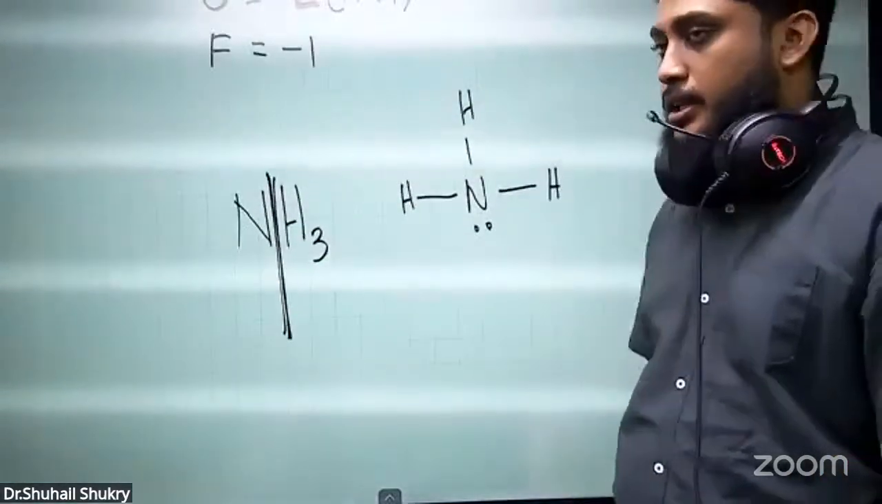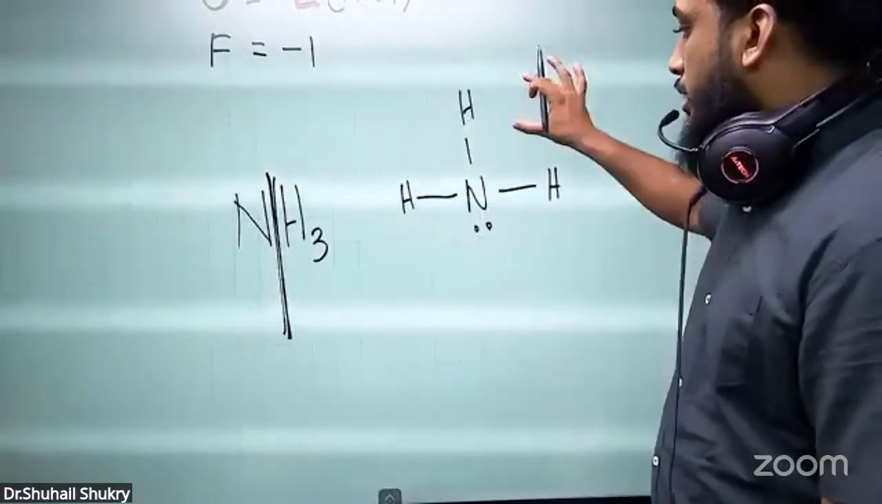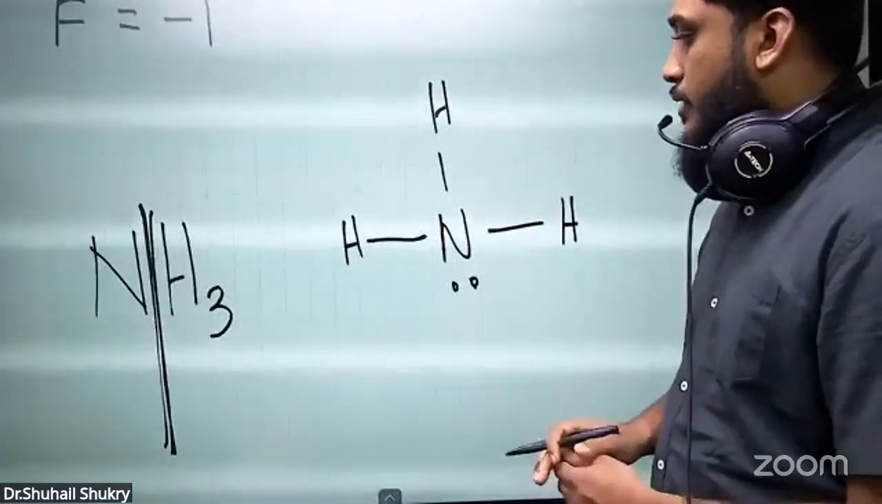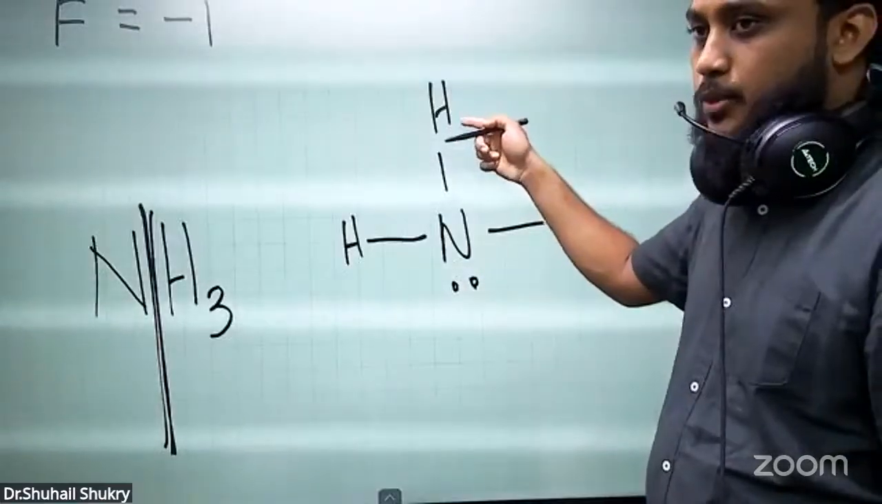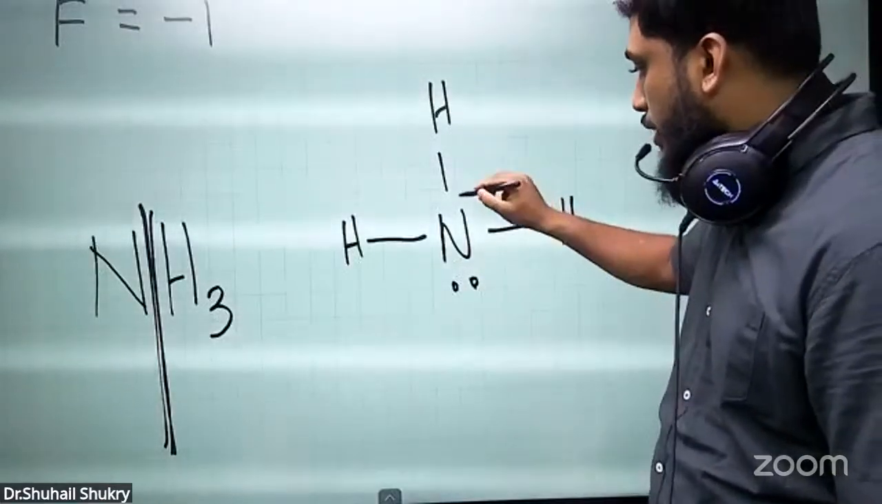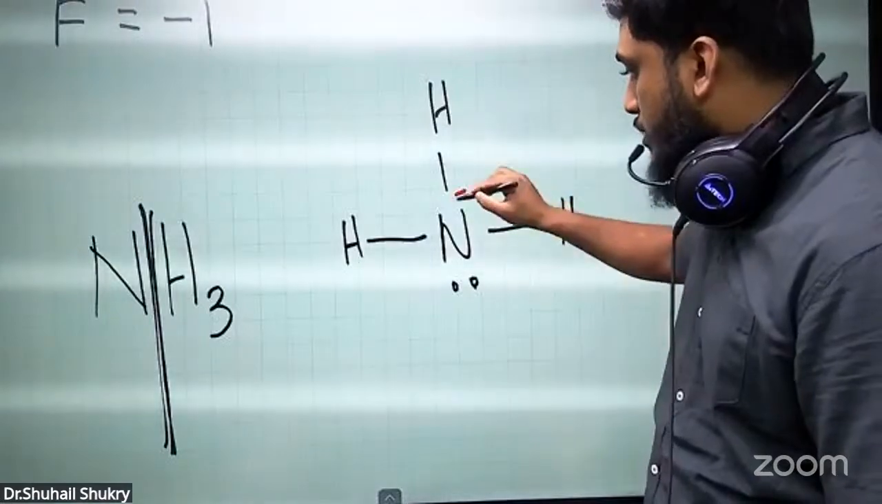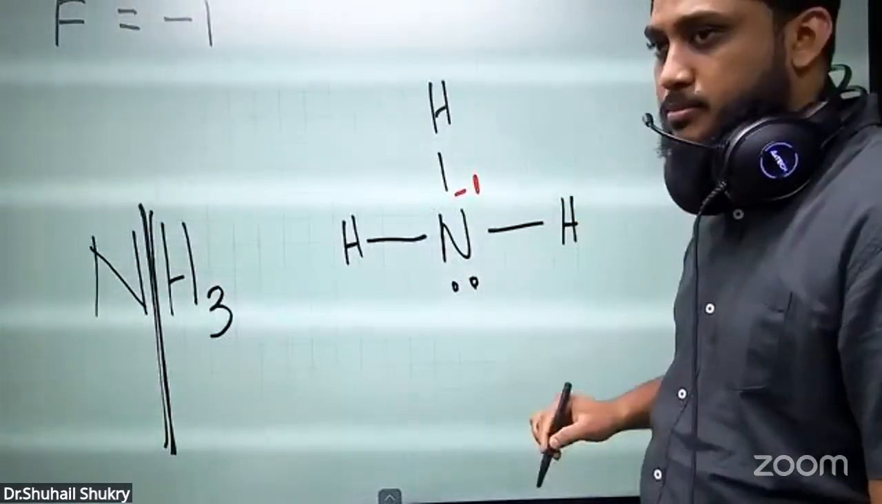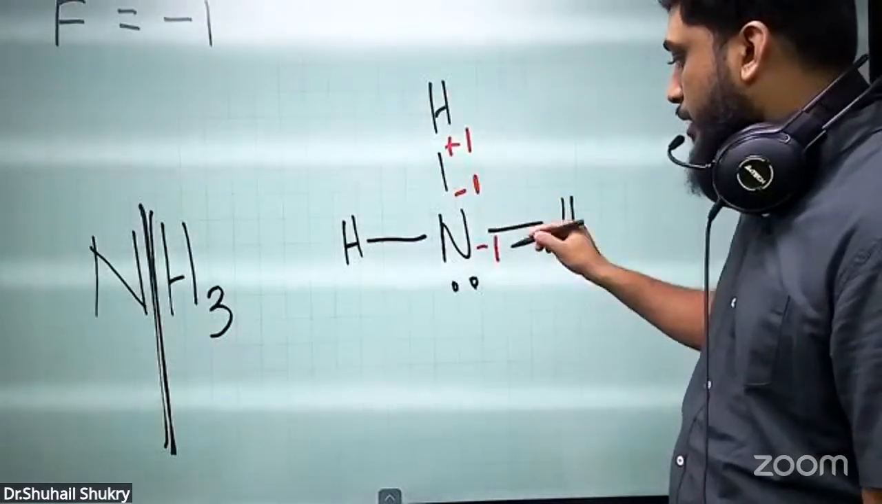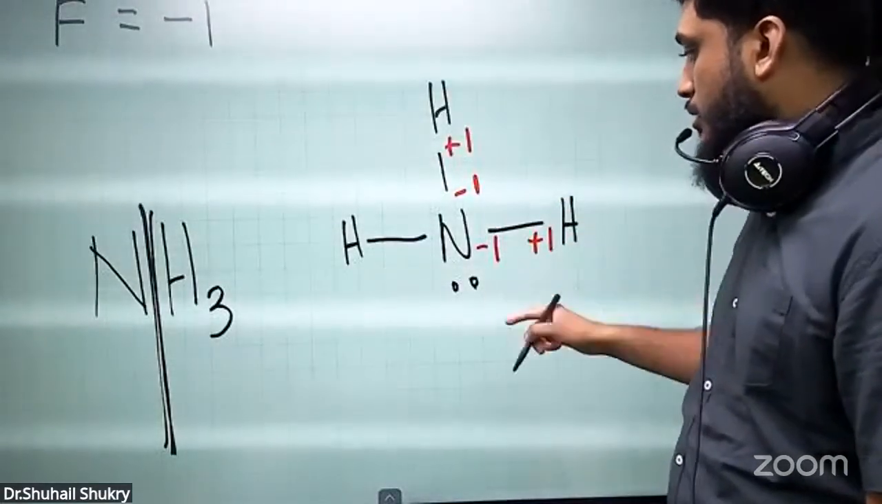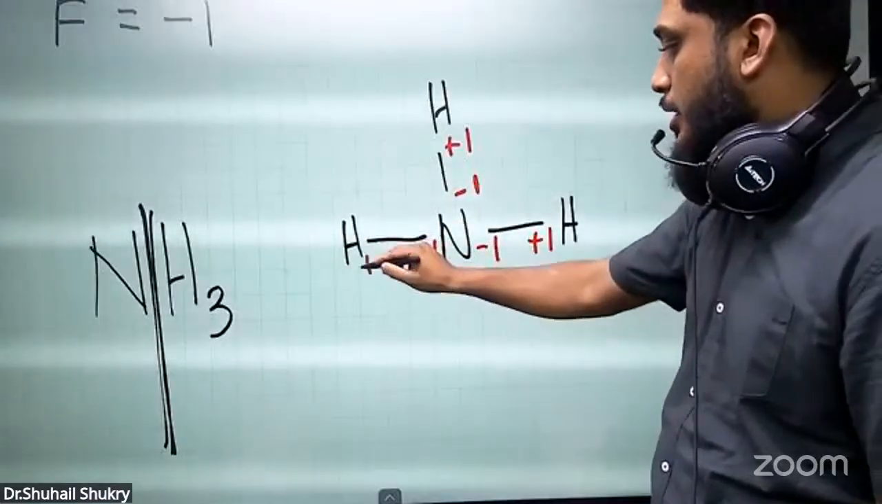When you take ammonia, who is most electronegative here? Nitrogen. Then hydrogen is less electronegative. I said the most electronegative will get a minus charge. So for this bond, nitrogen will be -1, and for one hydrogen it should be +1. Each nitrogen bond is -1 and each hydrogen is +1.